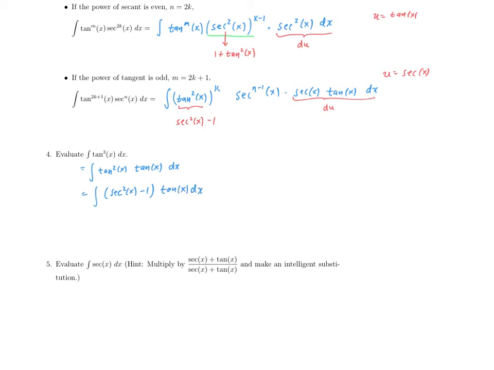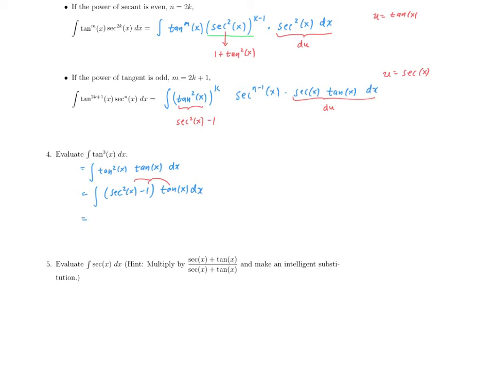Now note the key difference. We do not have this secant above that would help us play the role of du. So that tells us we're going to need to come up with another approach at this point. But we followed the template. It gave us a starting point. One thing we could do algebraically is simply take this tangent and distribute it through.